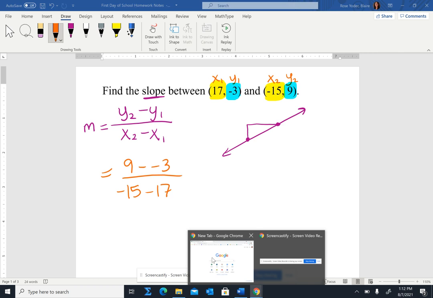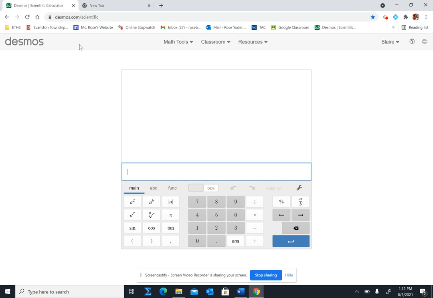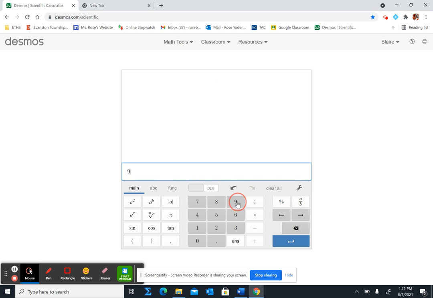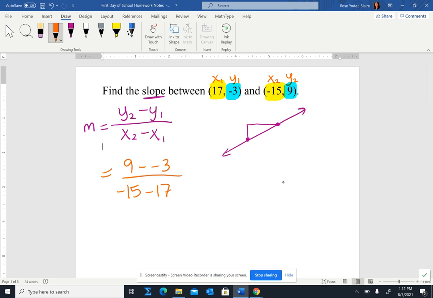I'm going to do the numerator 9 minus negative 3 on my Desmos calculator. 9 minus negative 3. And before I even hit equals, it puts the answer there. But I'm actually going to ask you to hit the equal button because the cool thing about this Desmos calculator is it actually saves your calculations and I can look at them later. So that is positive 12. So that's the numerator of the fraction.